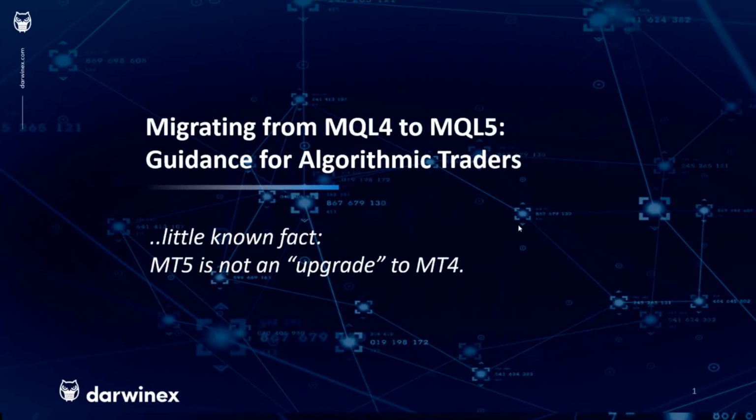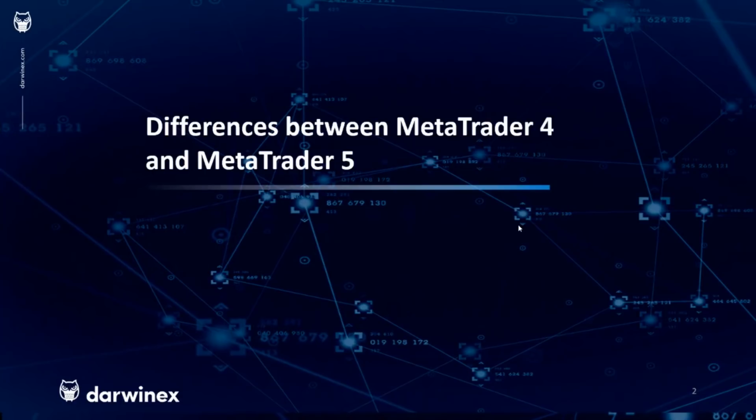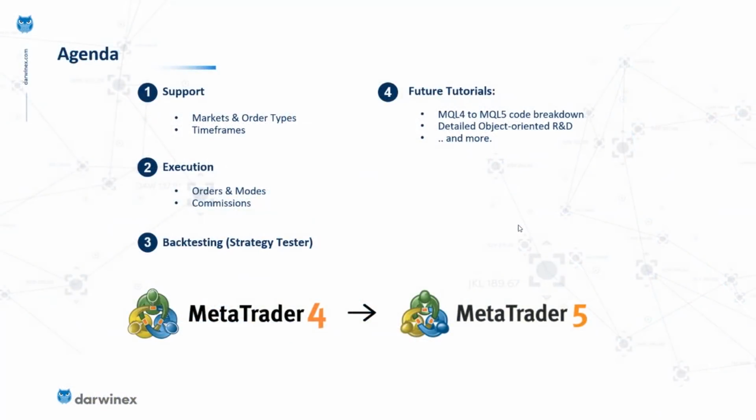So as I mentioned, we're going to discuss the differences between MetaTrader 4 and 5 today. And in doing so, we'll need to follow through a few main themes, starting with what the two platforms support and how they differ in terms of market and order types and available timeframes. The second theme would be execution, where we'll discuss orders and modes and the commissions, how they are affected in the two different platforms.